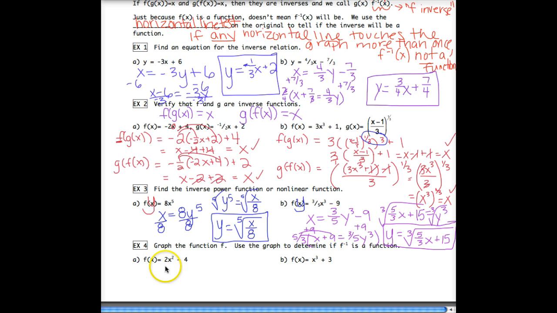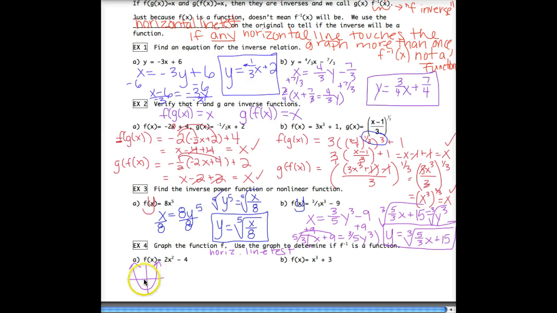All right, last ones. Graph the function f of x. Use the graph to determine if f inverse is a function. So this is where we're using the horizontal line test. Use your graphing calculator, type into your y equals 2x squared minus 4, and hit graph. You should get something that looks like this. And you don't have to make an exact graph here. I just want to see that you know what it looks like. So do draw the picture, but you don't have to be exact.